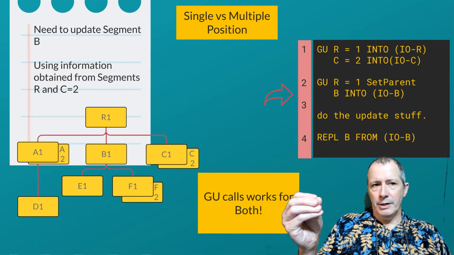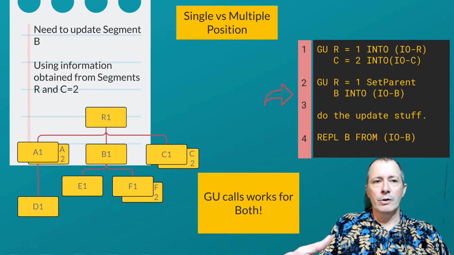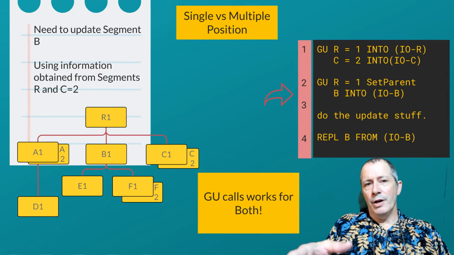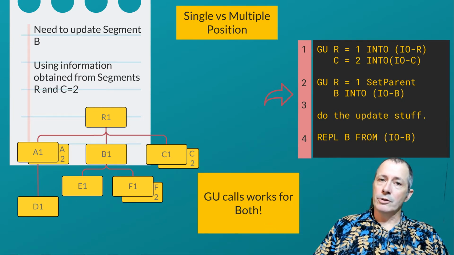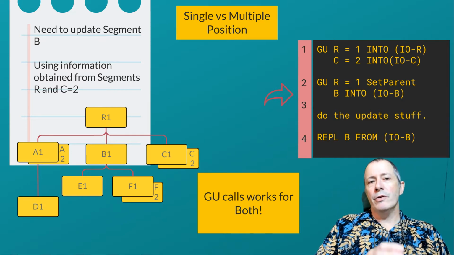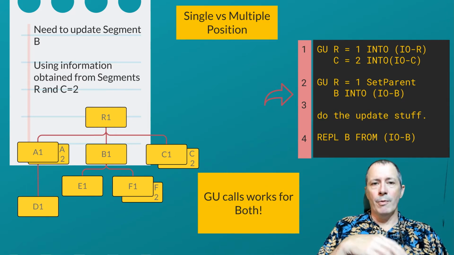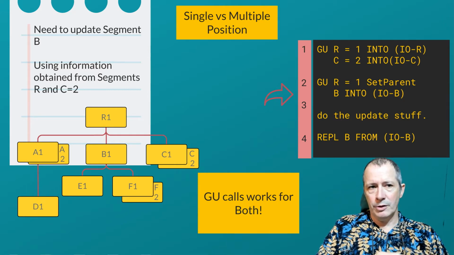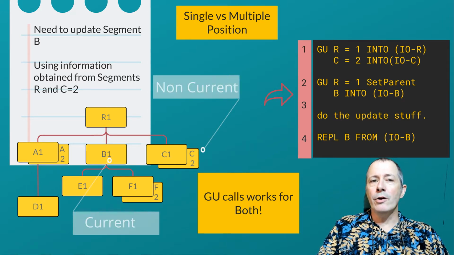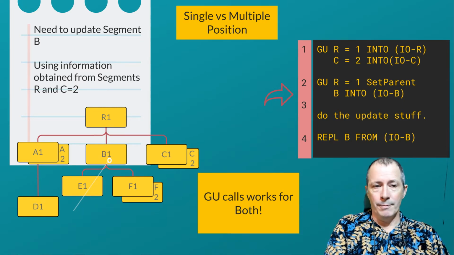Get unique calls are expensive, and the shop where we were working had a guideline to use them sparingly. In other words, when reading lots of child segments, use get next or get unique for the root, and then use get next within parent calls to process the children. By using the get unique call, the total number of calls went from 6 to 3. This solution worked for both single and multiple positioning. If the PCB supports multiple positioning, IMS is tracking a non-current position on C2 and a current position on B1.